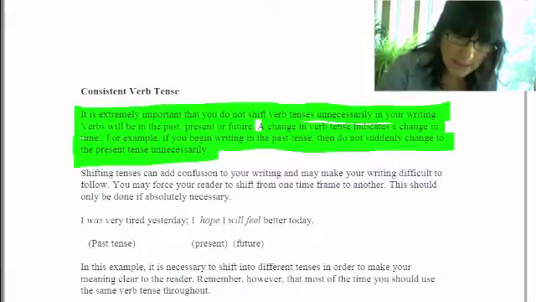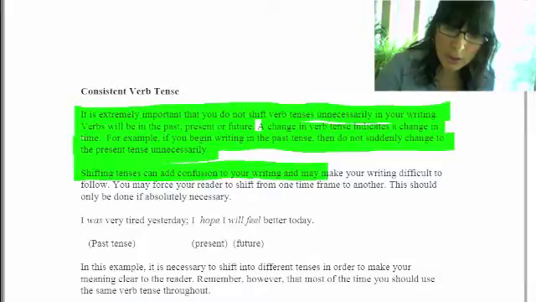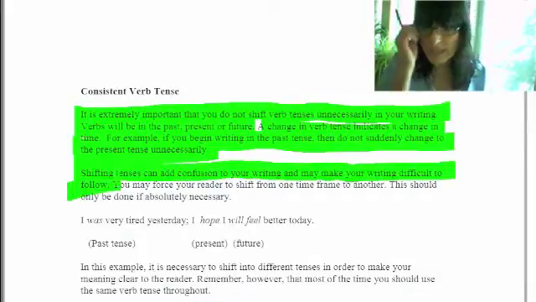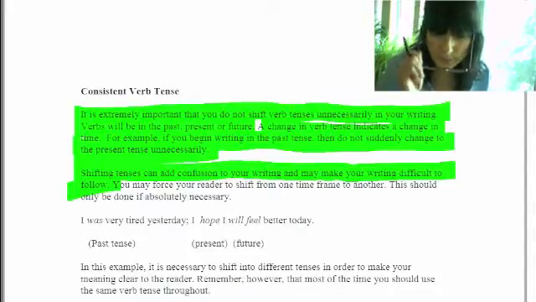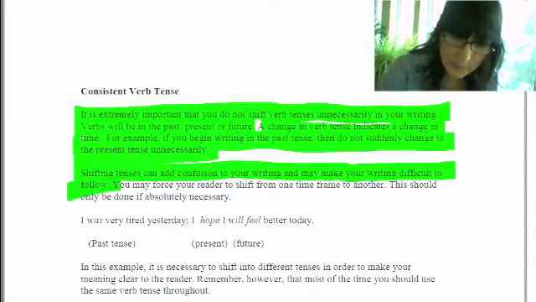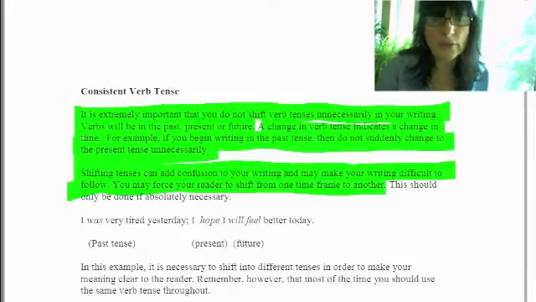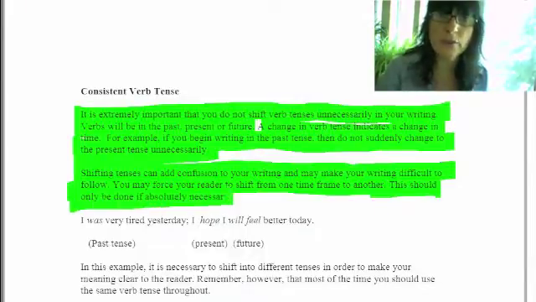Now, why don't you want to shift tenses? Well, it can cause confusion in your writing, and it makes your writing difficult for your reader to follow. Sometimes if I'm reading something and you're starting in the present and then all of a sudden there's an unnecessary shift to the past, I'm wondering, why are you doing this? Why are you not continuing? If you're writing a story in the past, just continue it in the past. You may force your reader to shift from one time frame to another if you're shifting unnecessarily and you're not consistent. So you would only shift verb tenses if it's absolutely necessary.